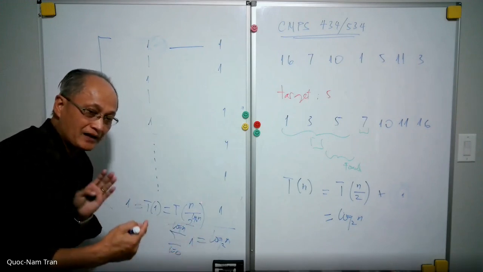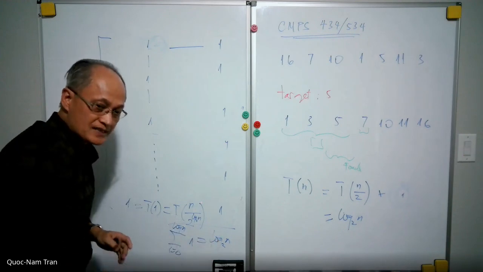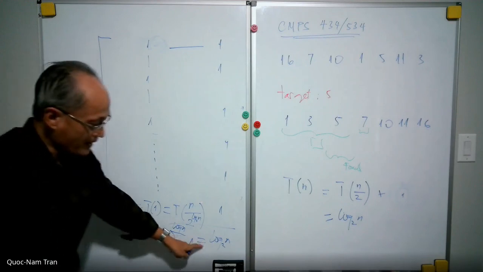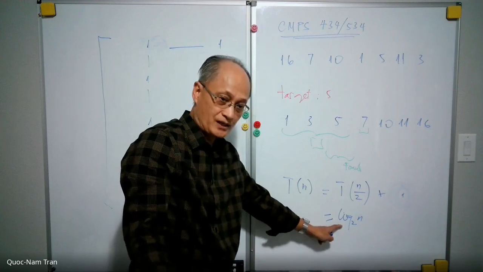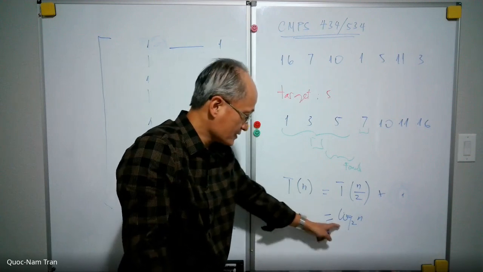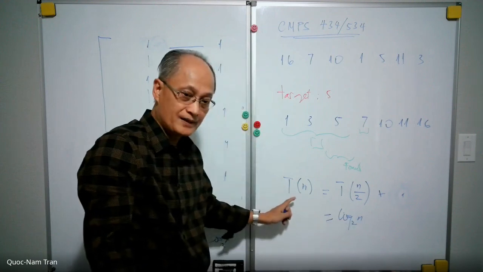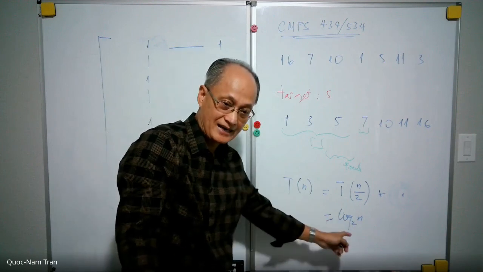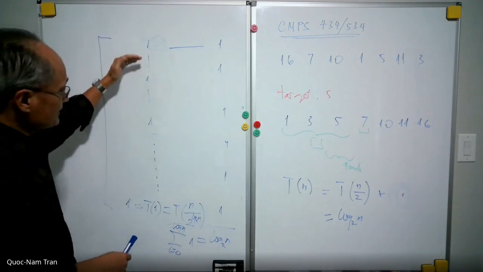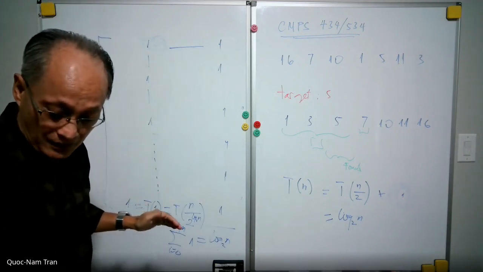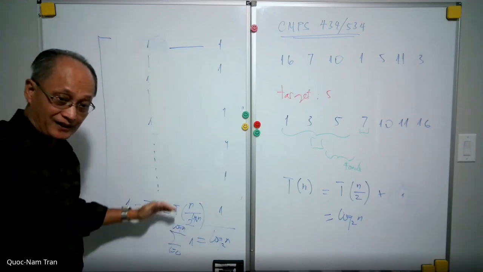But we know that when n is big, log 2 of n plus 1 is almost the same as log n, right? So that's why we have T(n) is log 2 of n, and it's the solution, because it's a function of n, and it does not involve the T again on the right-hand side, okay? So you can see it's a little bit different from what we did for the merge sort, but it's very similar, right?